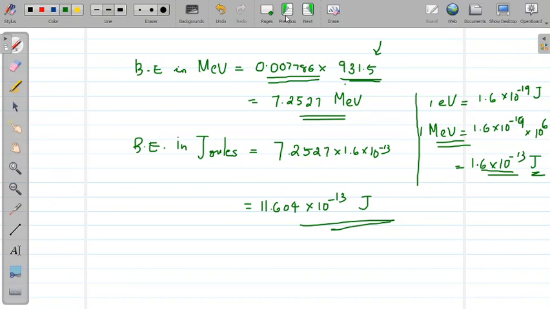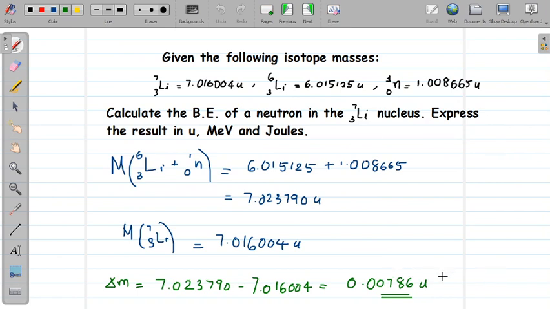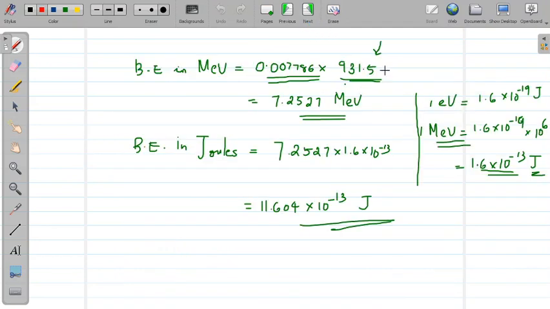So we have found out the three answers. The binding energy in terms of U, which is the mass defect, and multiplying the mass defect with 931.5, we got 7.2527 mega electron volt, and then we converted it into joules. You have to remember, when multiplying with 931.5, the mass defect should be in terms of AMU. No other units can be converted like this. If it is in kilogram, do not multiply by 931.5. The conversion from atomic mass unit into mega electron volt can be done using multiplication with this factor.